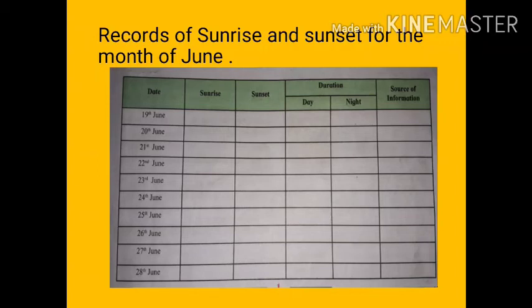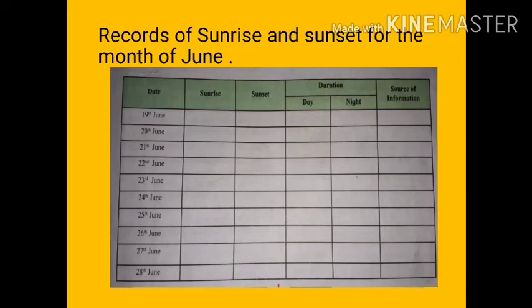We will realize that the position of the rising and setting of the sun keeps on changing at the horizon. It does not rise in the same place every day. During the whole year, it keeps on changing. Let us understand this by carrying out this activity.